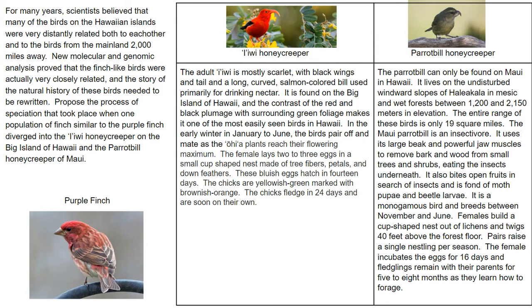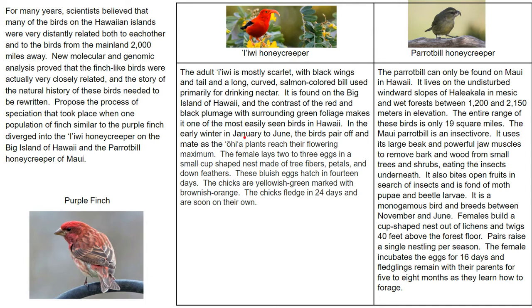So this guy, what a beautiful bird that is, right? The adult is mostly scarlet with black wings and tail and a long curved salmon-colored bill used primarily for drinking nectar. It is found on the Big Island of Hawaii, and the contrast of the red and black plumage with surrounding green foliage makes it one of the most easily seen birds in Hawaii.